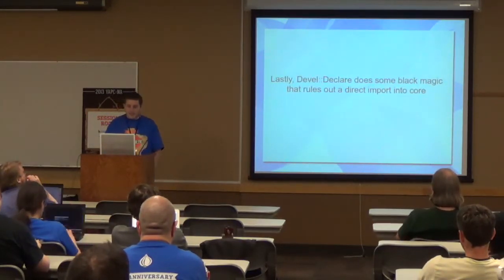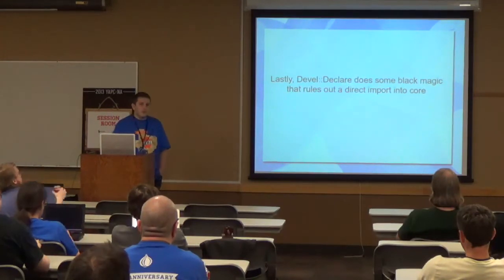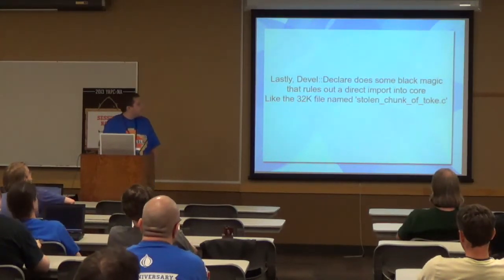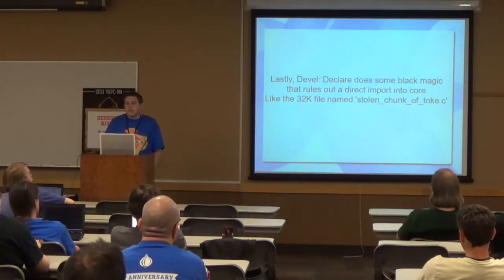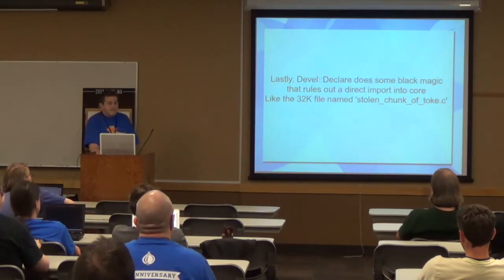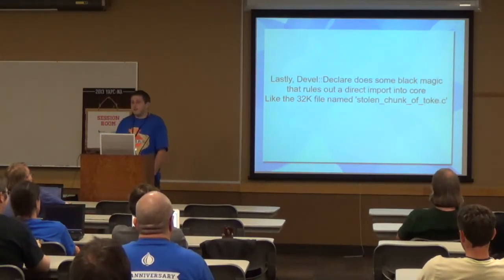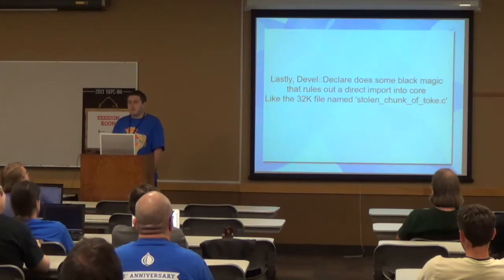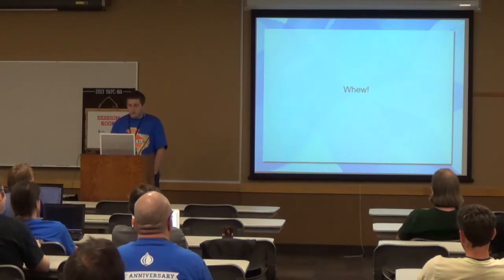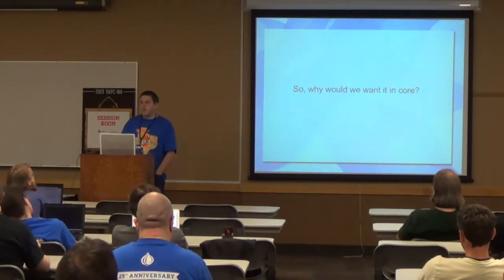And it does some black magic. That means we would never ever want Devel::Declare as it is in the core. Devel::Declare has a 32K file called a stolen chunk of toke.c. I'm not even sure what version of Perl that was stolen from. I think it was originally from 5.8. I don't know how much is kept up, so I don't know what Unicode is going to do with this. So that was CPAN. So why would we want this in core?